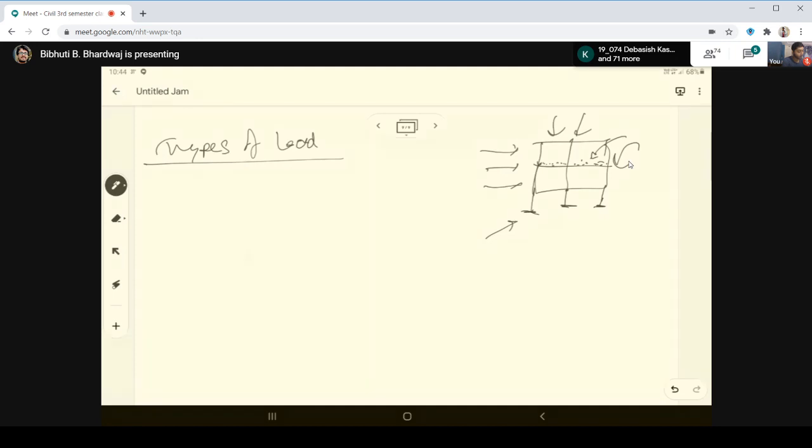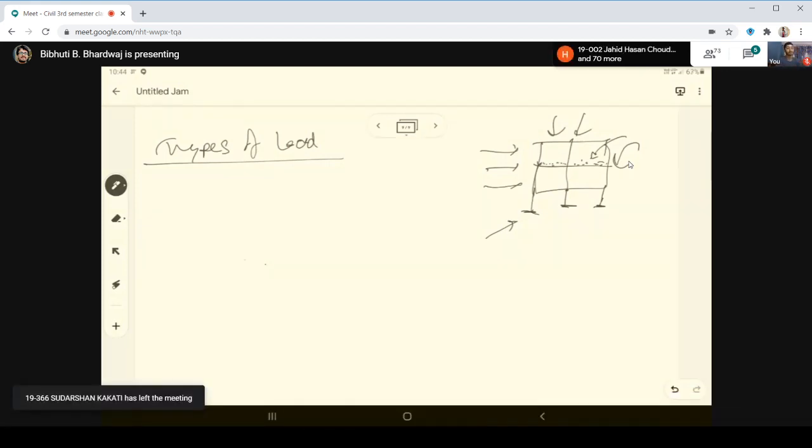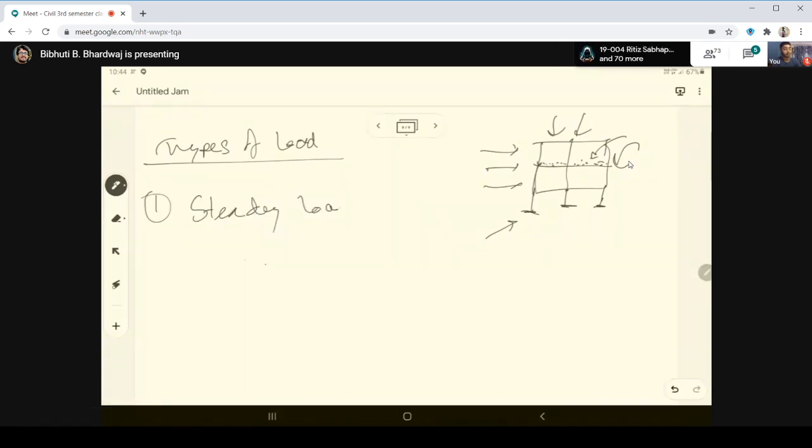First one, you write down: loads are broadly classified into three types. Number one is steady load. Steady, the name itself suggests that it will be constant. It will be constant throughout. Now, out of these three types of loads, I have not mentioned the names, but briefly I have told you about these three types.